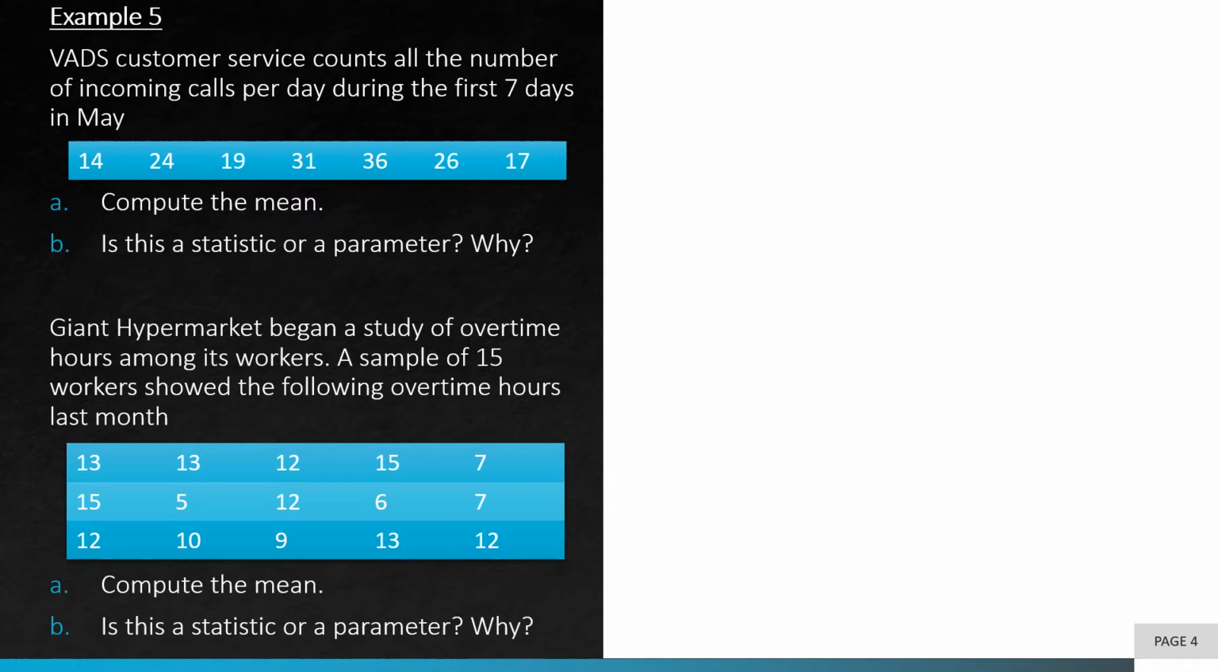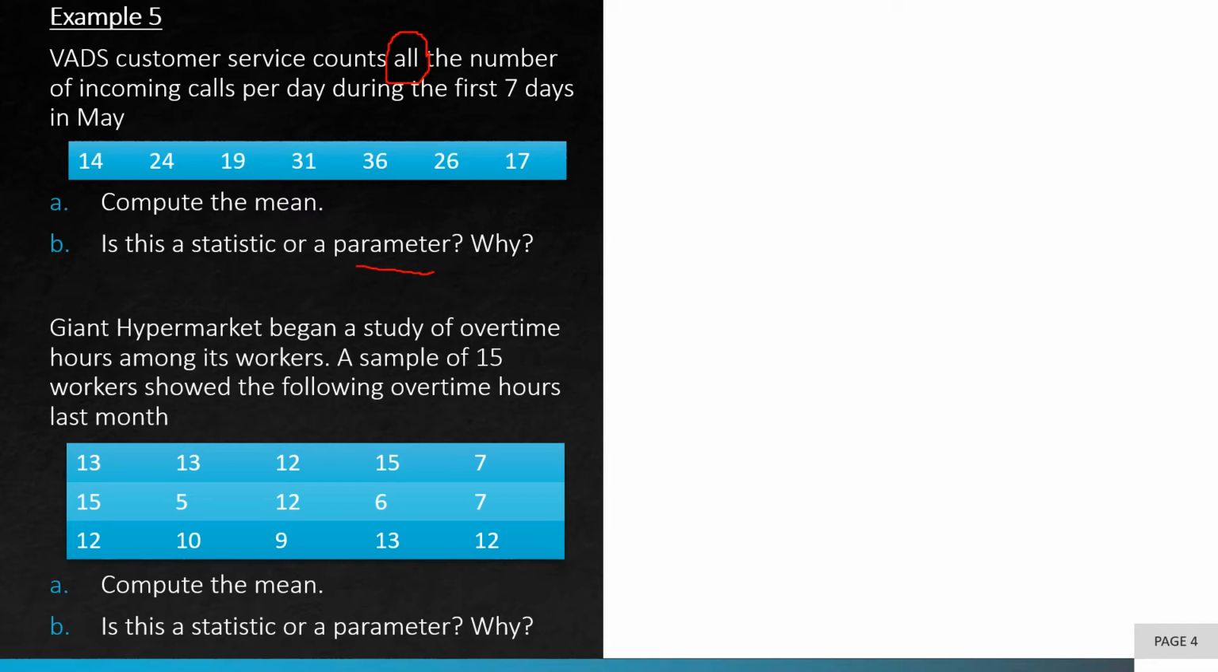Okay, so the answer is actually in the clue up here. They tell you that the following is all, keyword, all of the incoming calls during the first 7 days in May. So the keyword here is all. If you remember, what is population again? It is the collection of all items or people or whatever that is of interest. So yes, we are actually finding the population mean. And if you're finding the population mean, it's actually a parameter.